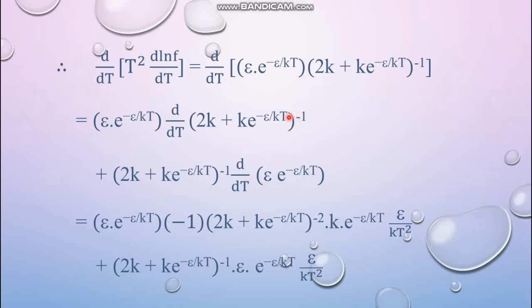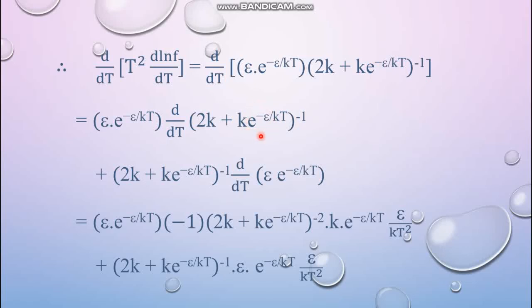Now follow the rules properly of differentiation. For this minus 1, the power becomes minus 1 minus 1, that means minus 2. Then the differentiation of 2k means k only. And the differentiation of e to the power minus epsilon by kT: this part is 0 and this part is 0, actually you have to differentiate only the exponential part. Two is a numerical constant and k is the Boltzmann constant, so these two are constants and their differentiation will be 0 here. The differentiation of this part is what?